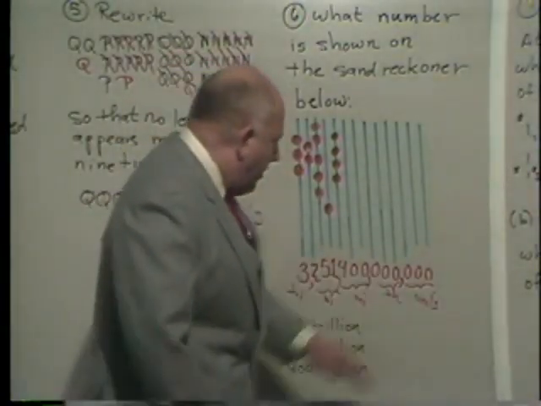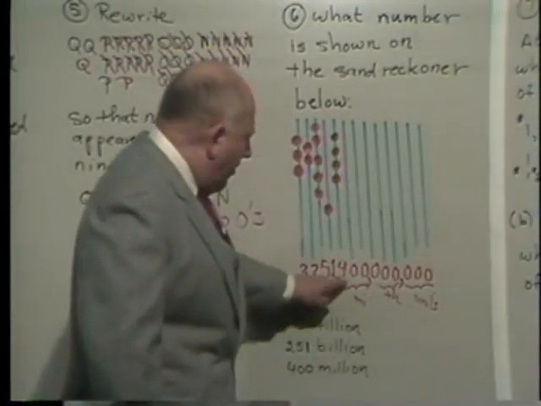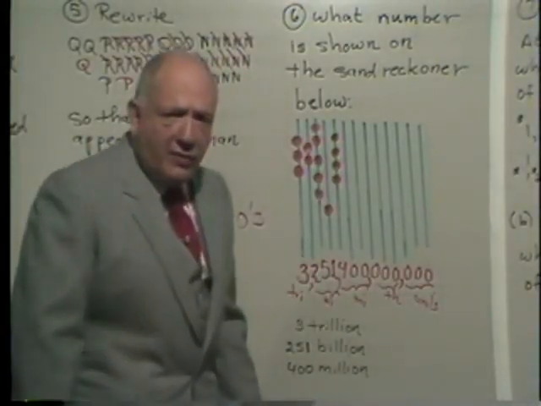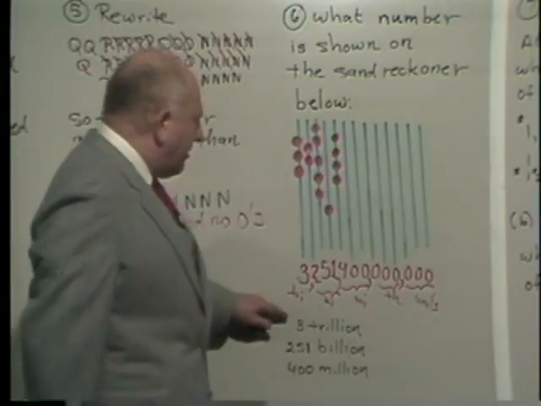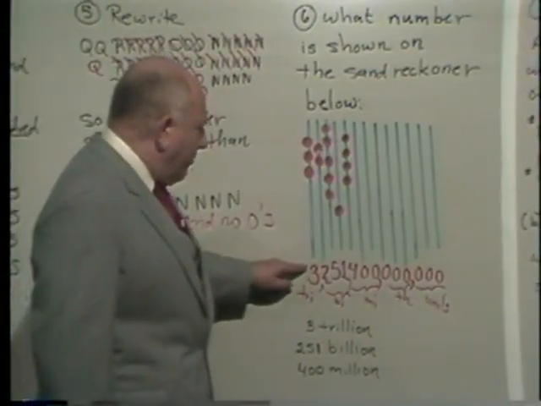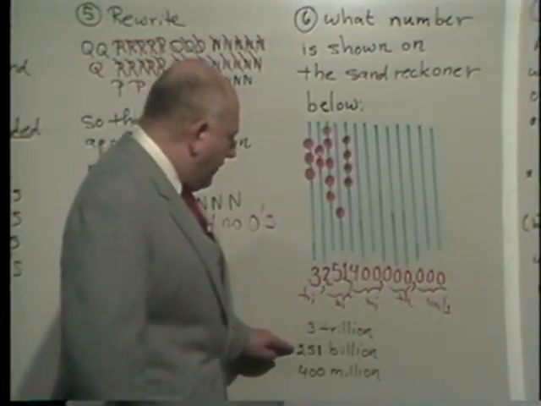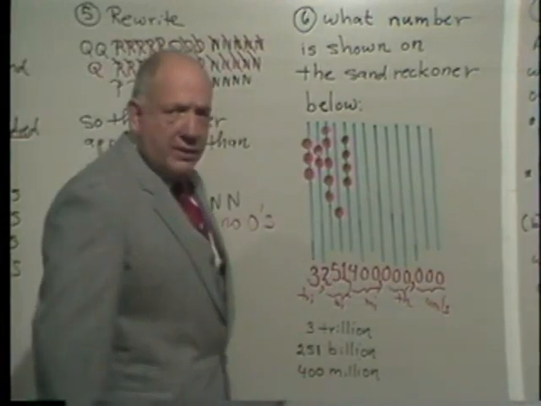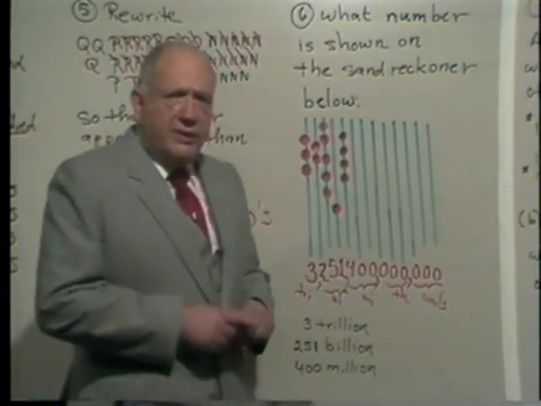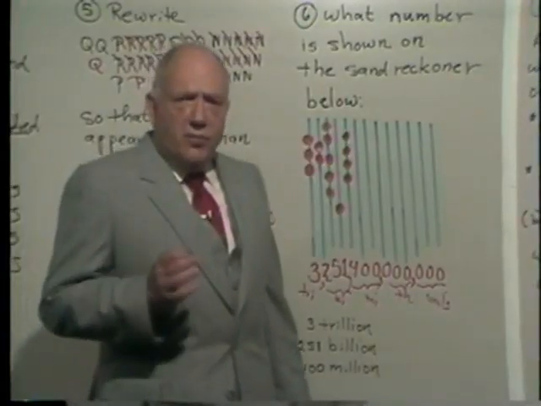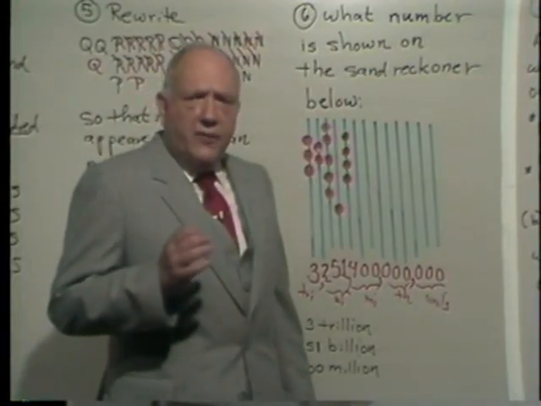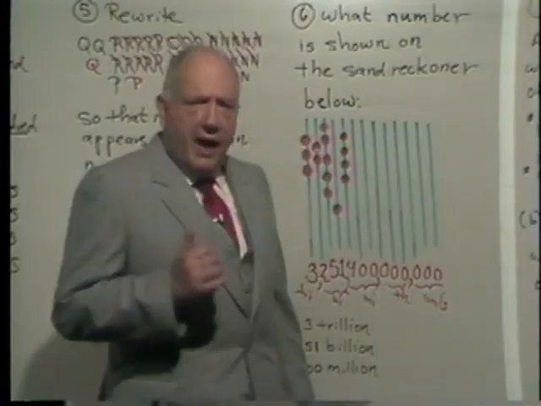See, and don't leave these zeros out, because if I leave these zeros out, how will I know that the 400 is in the millions place? So basically, this is how you would write that number, and the way you would read it is 3 trillion, 251 billion, 400 million. And I want you to get used to the difference between the numeral and the number, the difference between the symbol and the concept.